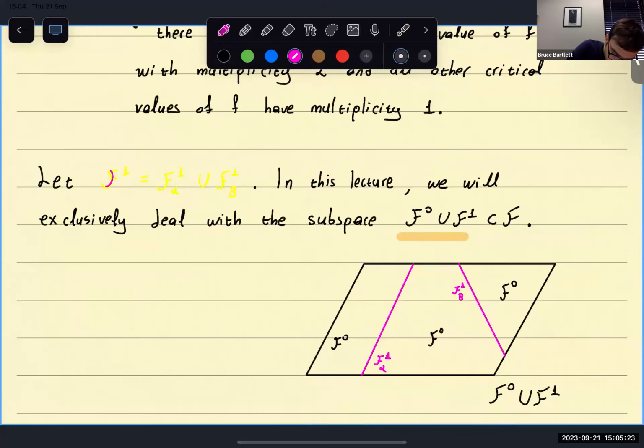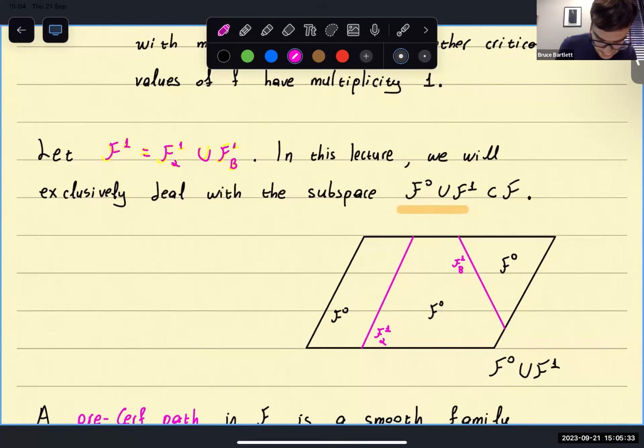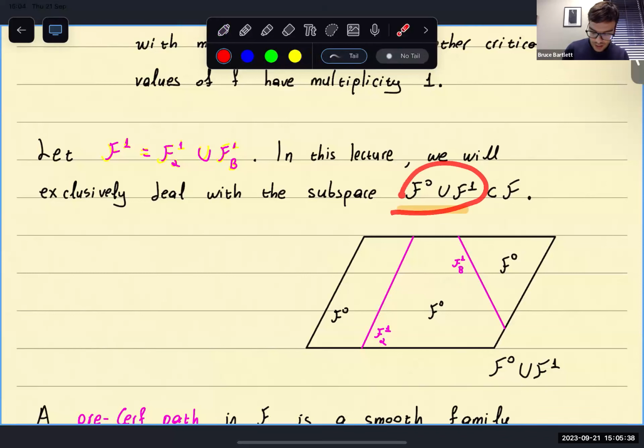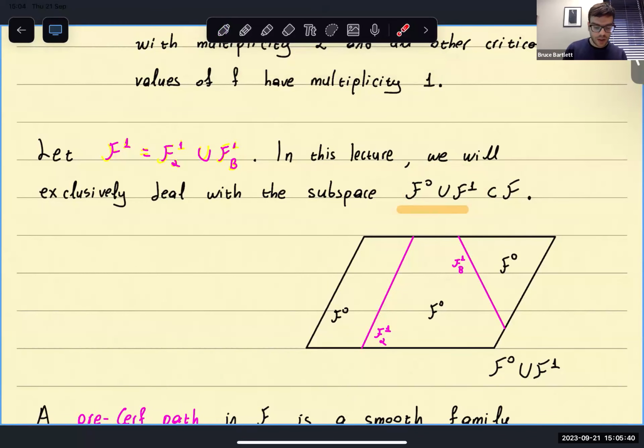F1, I'll just be calling F1 the union of F1 alpha with F1 beta. So today we will exclusively deal with this subspace F0 union F1, which is a subspace of F.